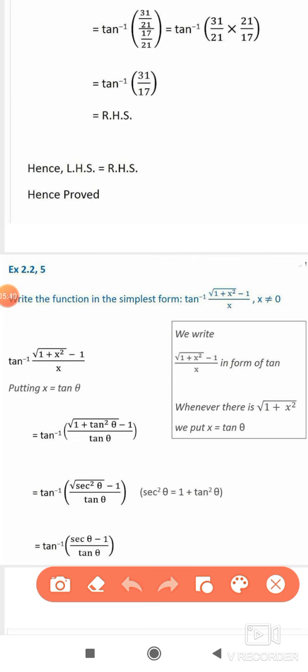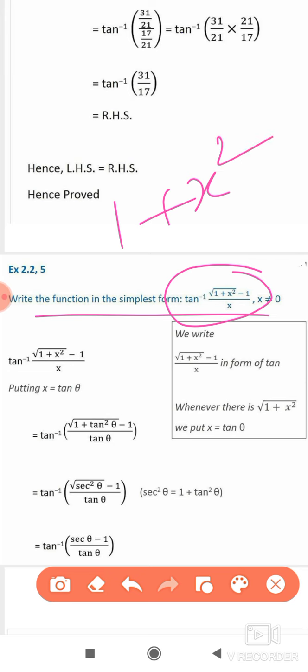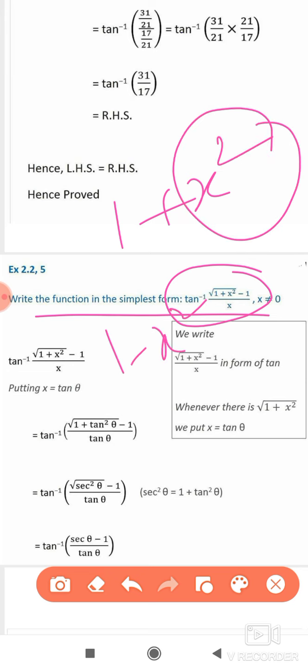They are saying write the function in the simplest form, this function. See students, while explaining in the classroom, I have told you which formula you will apply. You will see on the basis of whether you have 1 plus x square or 1 minus x square. If you have 1 plus x square, then at the place of x you will put either tan theta or cot theta. If you have 1 minus x square, then you will put either sin theta or cos theta.